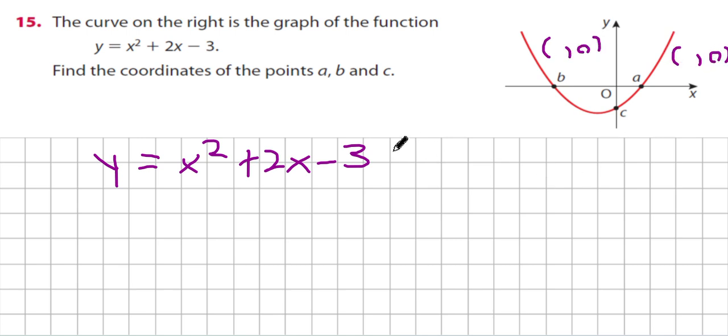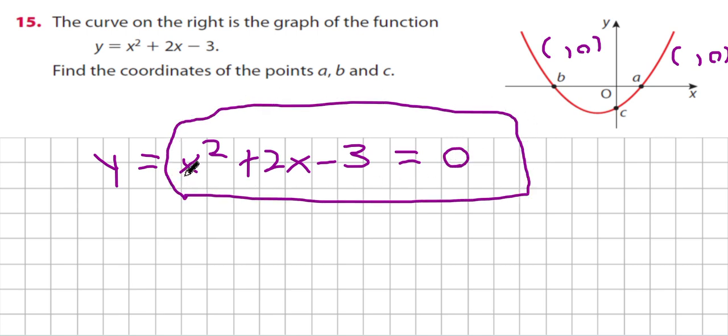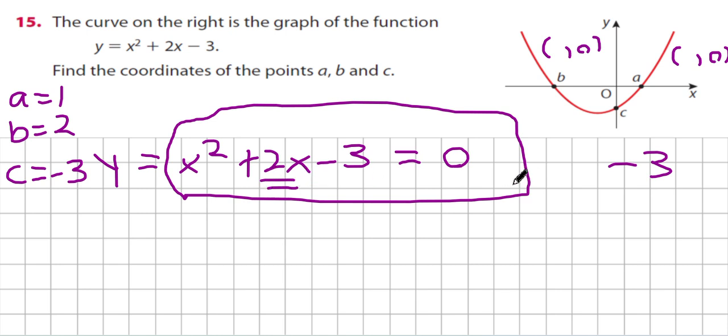Now here's what I'd like you to do. I'd like you to put this equal to 0. And this box here, what type of equation do we do for this? You hopefully would have studied this. Some people are thinking about using the minus b formula. Your a value will be 1, your b value will be 2, your c value will be minus 3. However, I will factorize this. Two numbers that multiply to give me minus 3, but add to give me plus 2. You either have 3 and minus 1, or minus 1 and 3.